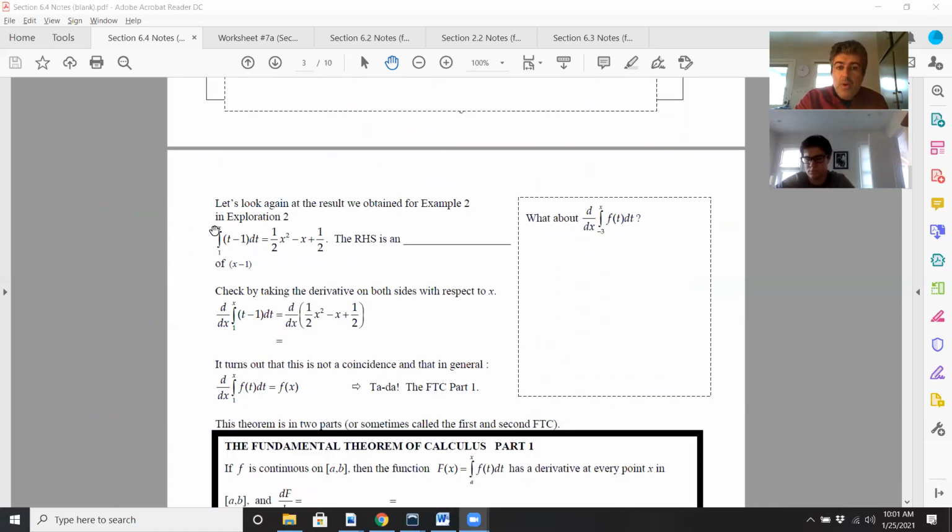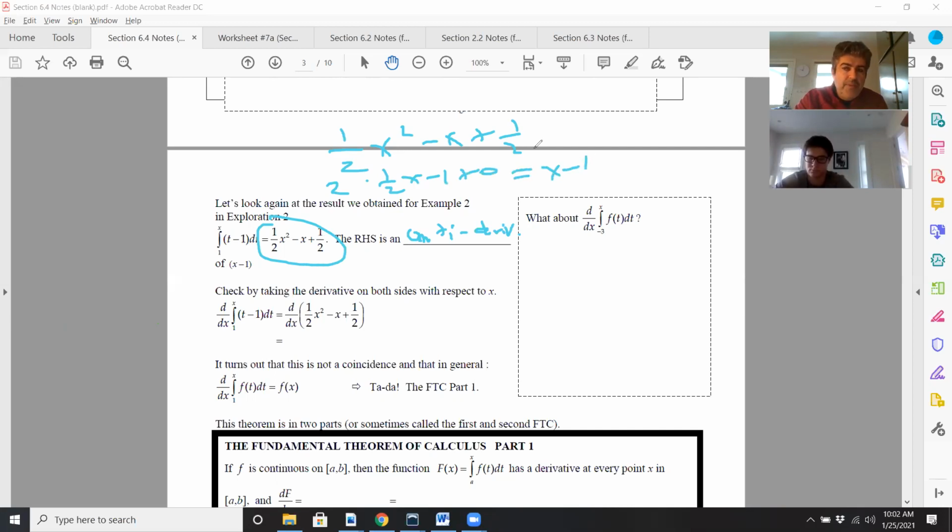So again, if I integrate from 1 to x of t minus 1, I got 1/2 x squared minus x plus 1/2. The right-hand side is an antiderivative of x minus 1. Because what if I took the derivative of this? I would have 2 times 1/2 x minus 1 plus 0. I would get x minus 1.